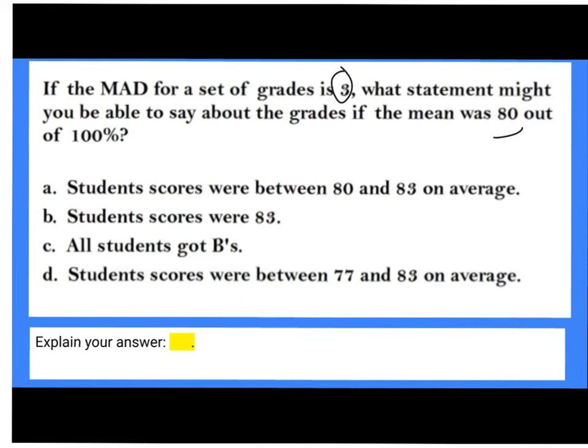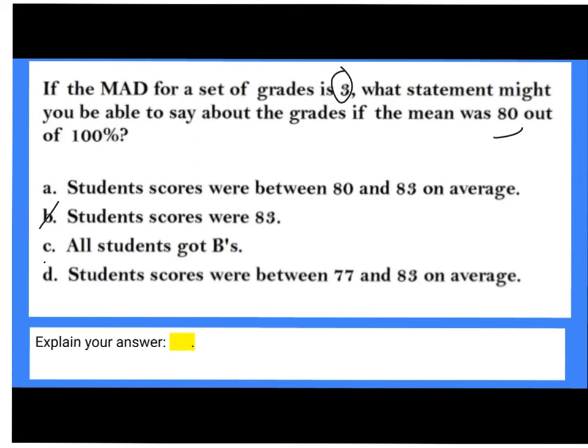Student scores between 80 and 83. Well, that means it's 3 above. So the student scores were 83. Well, that's not true because we know that they can't all be that if the mean was 80. We don't know if necessarily they got all B's. Student scores were between 77 and 83. So remember how I said on the last one, it's going to be kind of 6 above and 6 below.